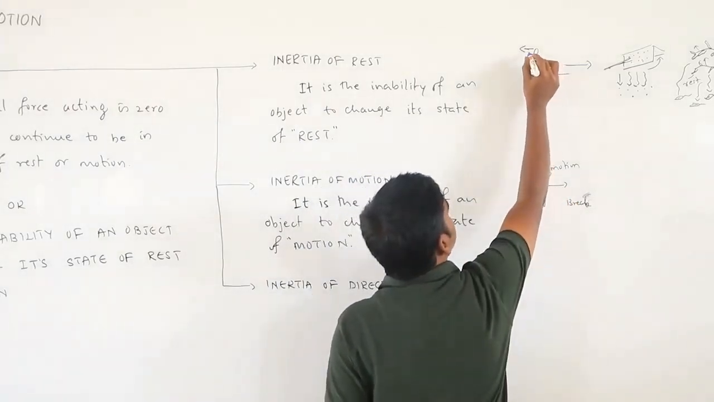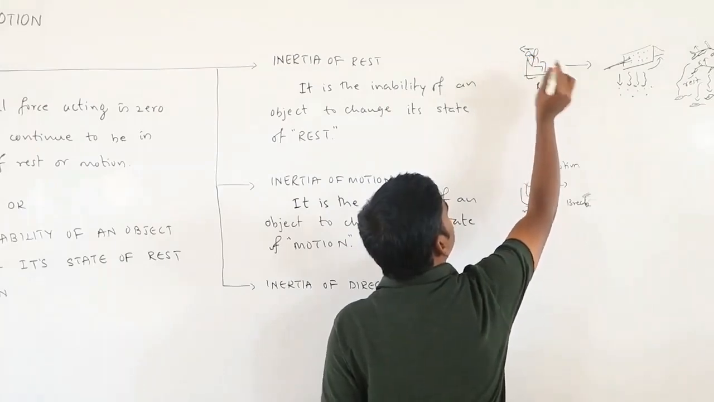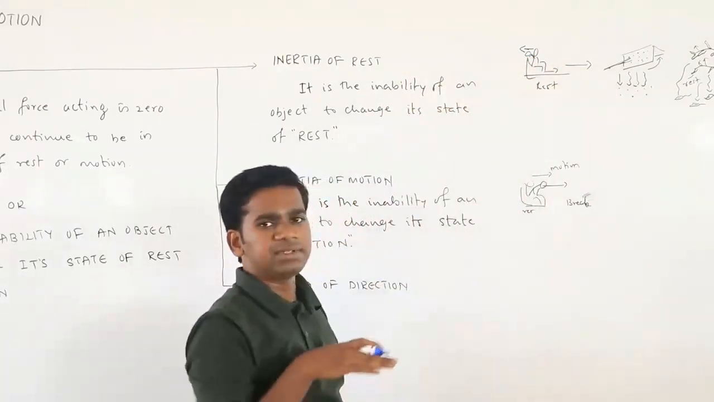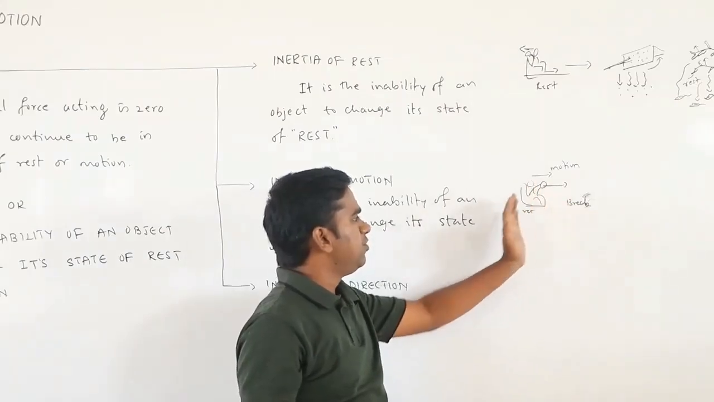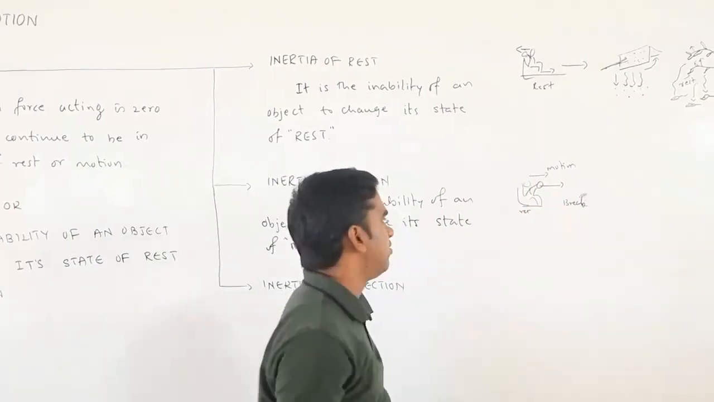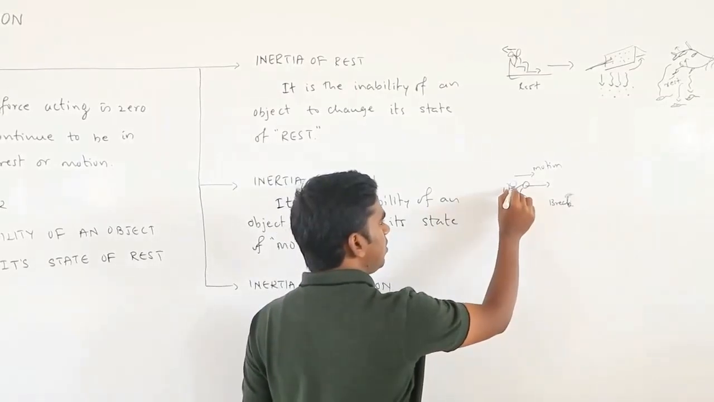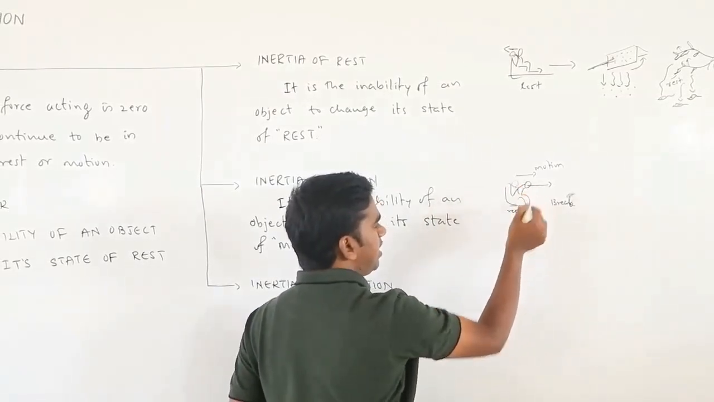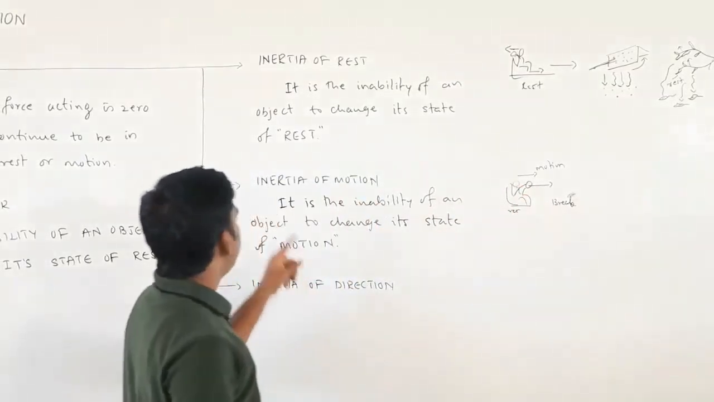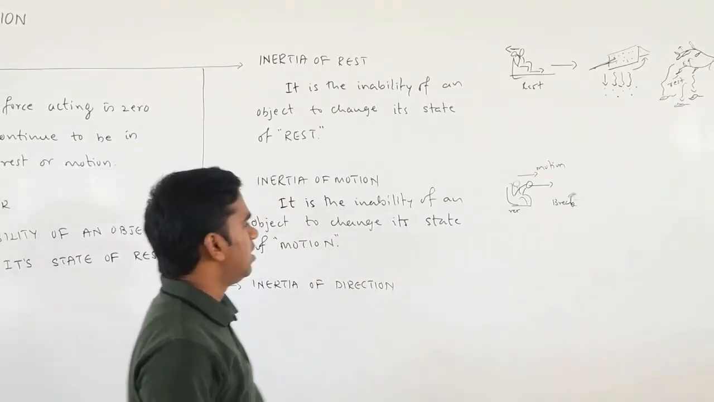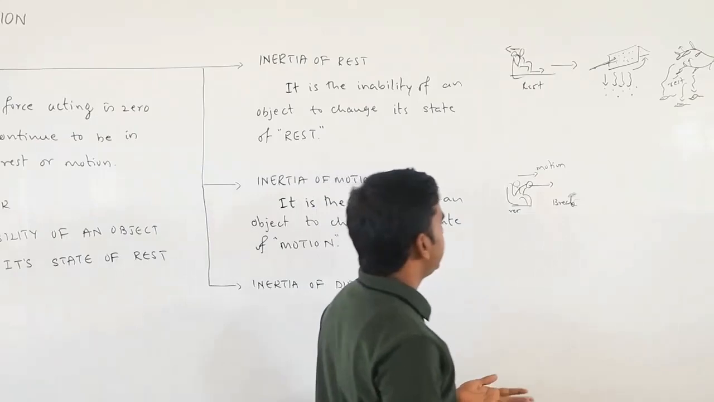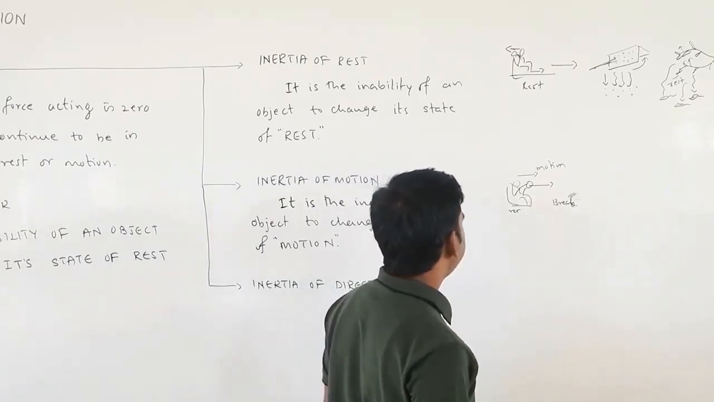Here, you felt like moving in the backward direction when the bus started moving. But here the bus is already moving, and when the brake is applied, you feel like you are falling forward. So this is what we can take as an example for the inertia of rest. You can see these kinds of examples in your day-to-day life.